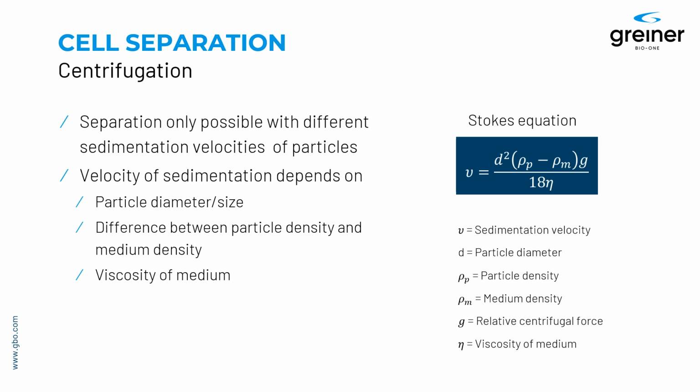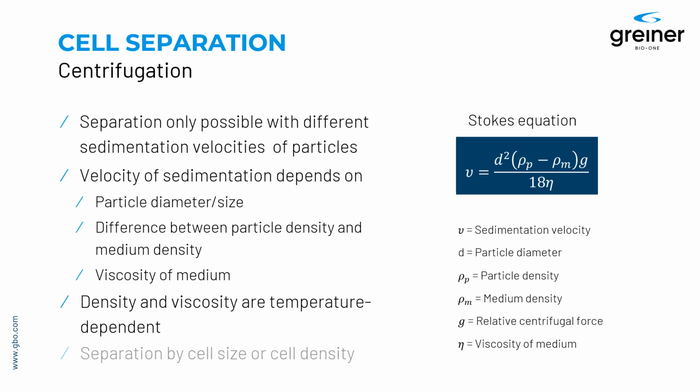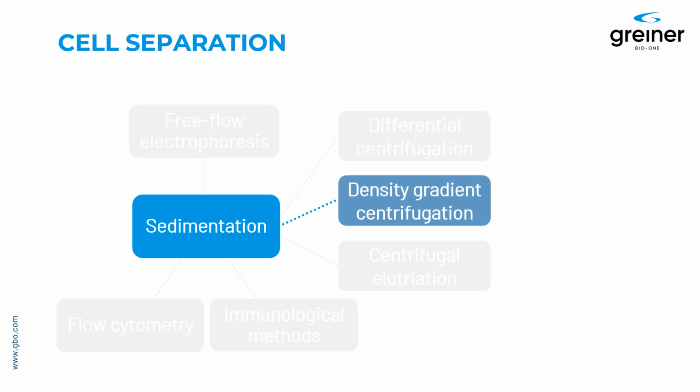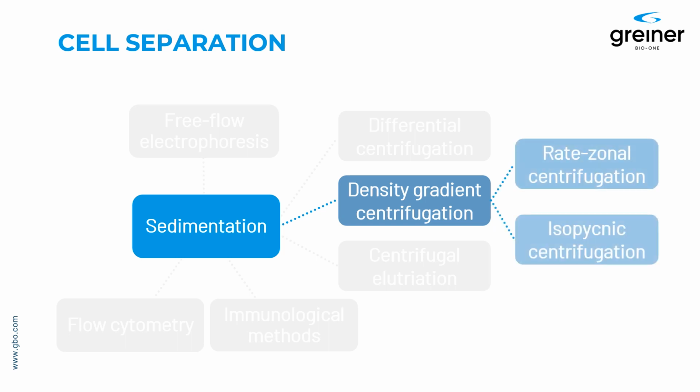When the densities of the cell and the medium are equal, the sedimentation velocity becomes zero and the cell stops migrating. By the way, please note that density and viscosity are temperature dependent. From the equation, it becomes obvious that cells can either be separated by cell size or by their buoyant densities. Therefore, two different methods are distinguished for density gradient centrifugation: rate zonal centrifugation and isopycnic centrifugation.